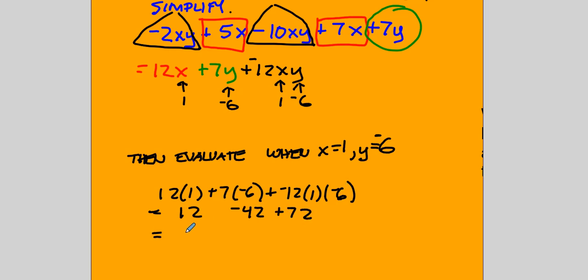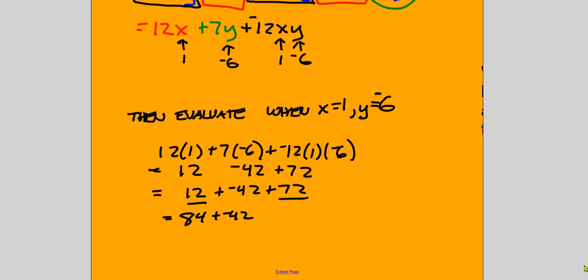So I'm going to rewrite this as 12 plus negative 42 plus 72. And I'm going to put those positives together. That makes 84 plus negative 42. You have more positives than negatives, so my answer is going to be positive. 84 minus 42 is 42, which is my final answer.